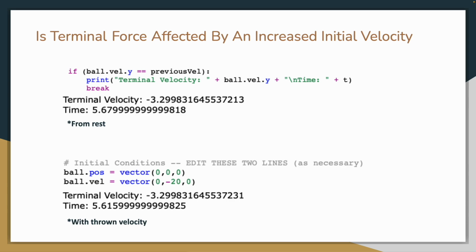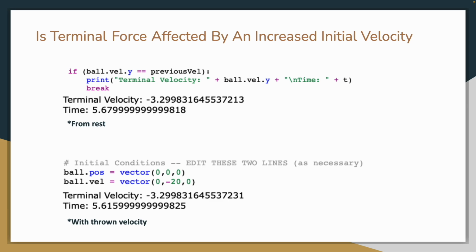As you can see, from rest, the terminal velocity of the ball was minus 3.2998 rounding, and it reached this terminal velocity at time 5.68 rounding from rest. I went back into code and changed the ball's initial velocity to 20 meters per second in the downward direction. As you can see, the terminal velocity is basically the same as it was from rest. However, the time that it took to reach this terminal velocity is slightly different. This may or may not be due to Python's rounding error.